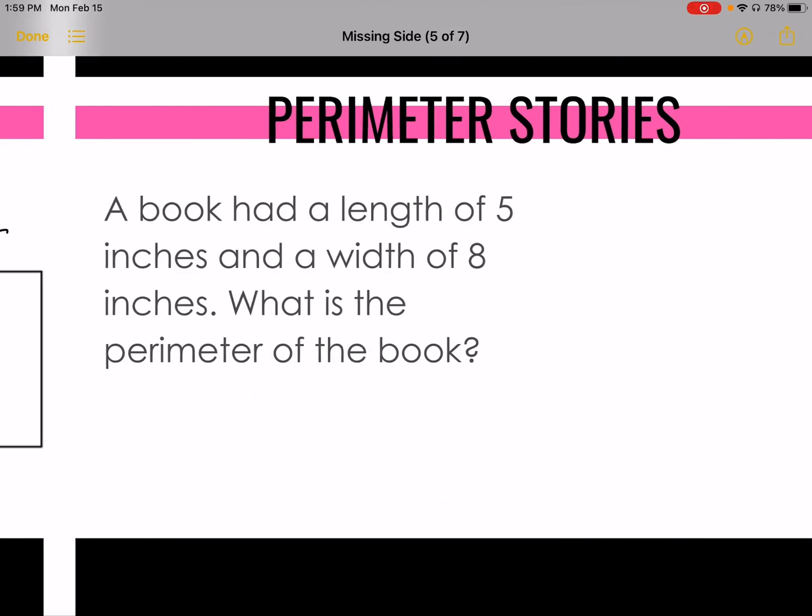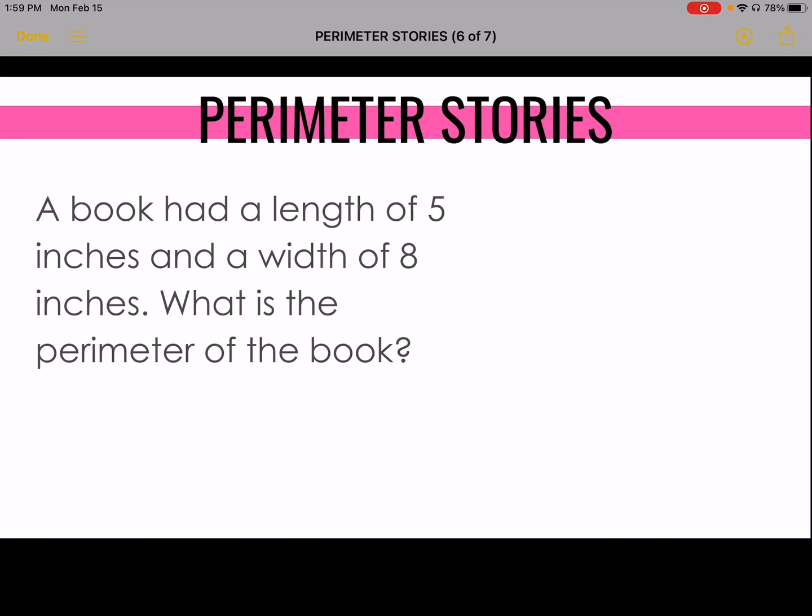All right. Now today we're also going to have some story problems. And so let's practice a couple together. So this one says a book had a length of 5 inches and a width of 8 inches. What is the perimeter of the book? Now when I'm doing stories, I like to draw a picture. So you might need some scratch paper today. You might need some scratch paper on those problems we just did too. It is perfectly okay to write down some problems to help you with this.